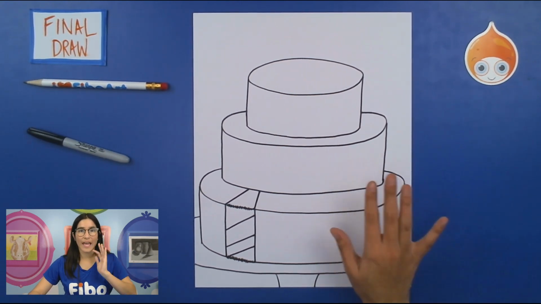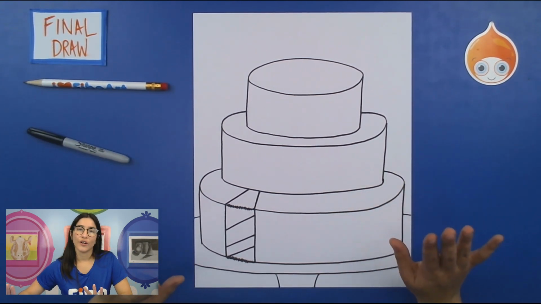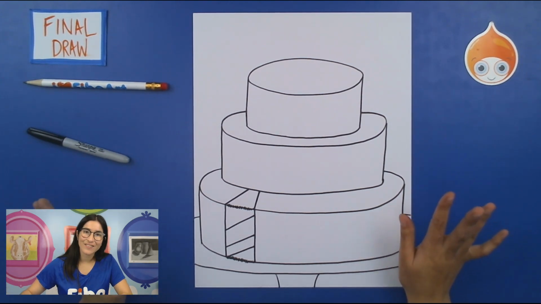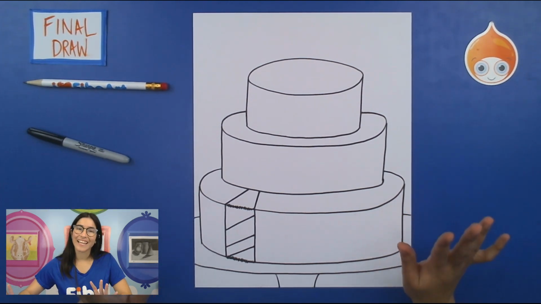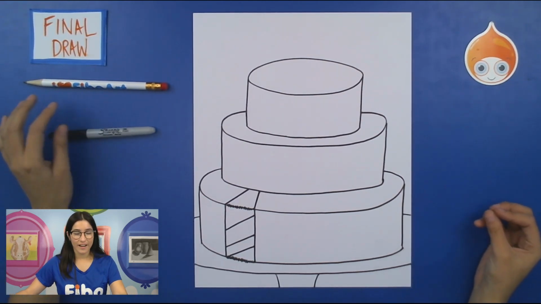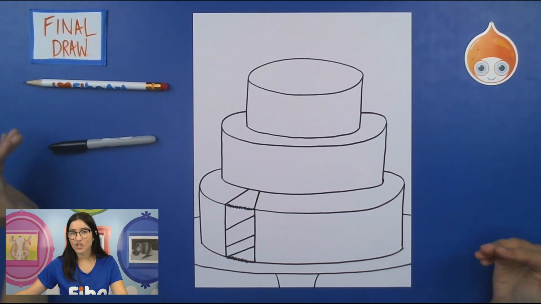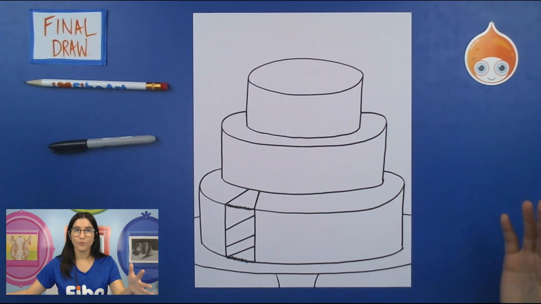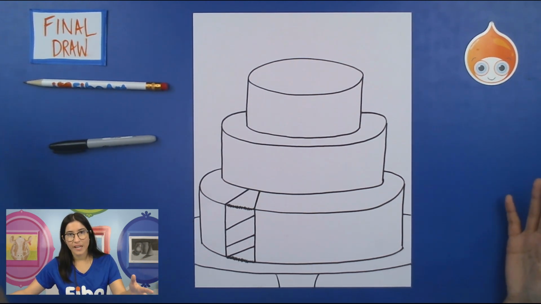But once you're ready and you've thought about what you might want your cake to look like, now is the time to have fun and get creative and start decorating. All right, so you can imagine that this is an actual cake right in front of you. What is the frosting going to be? What flavor? What color?